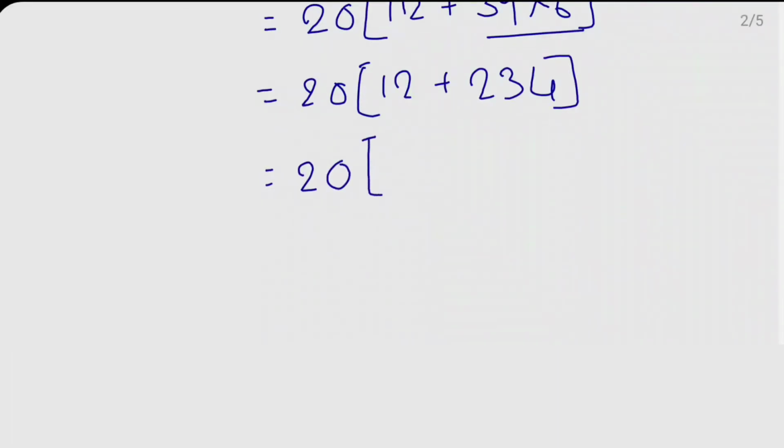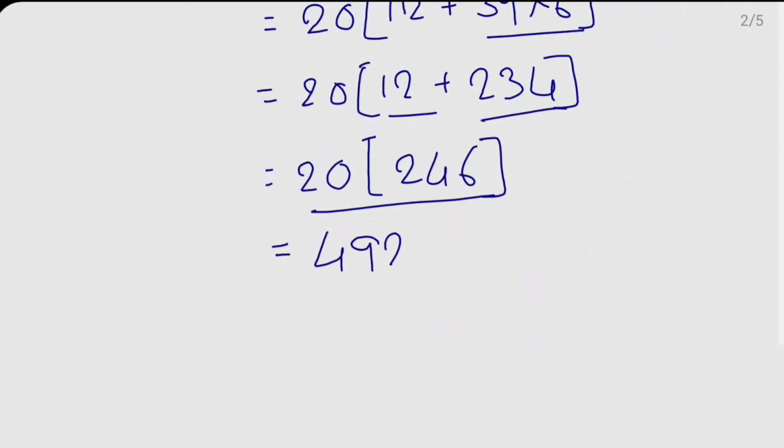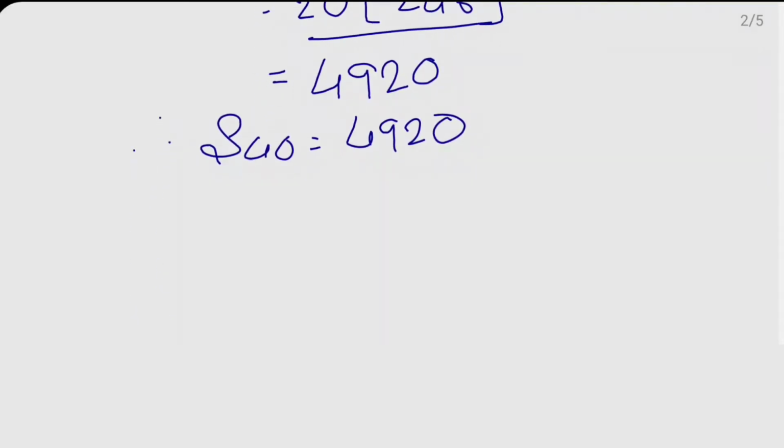And now 20 as it is. So 12 plus 234, we got 246. So now make this multiplication, we got 4920. So write down the conclusion here. Yes, S40 is 4920. Is it clear?